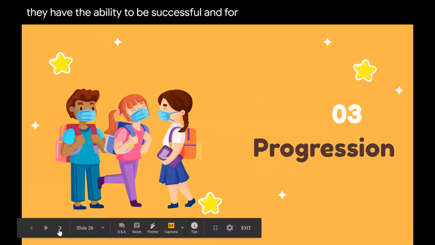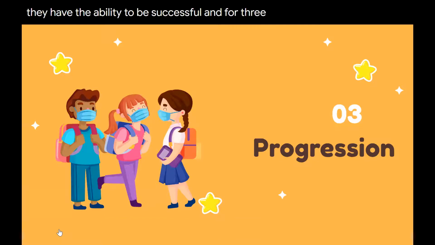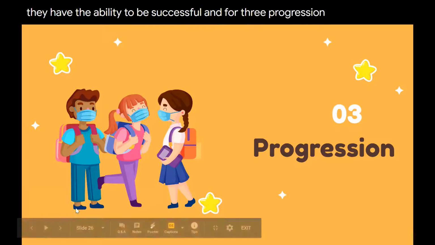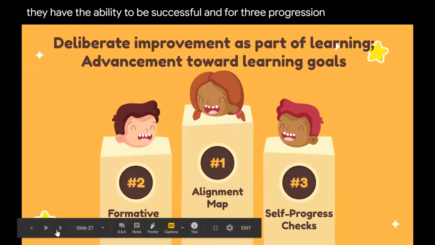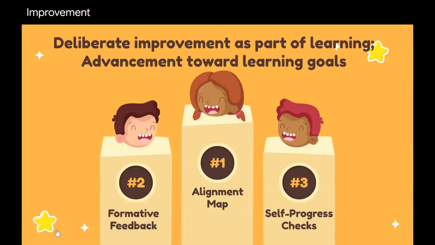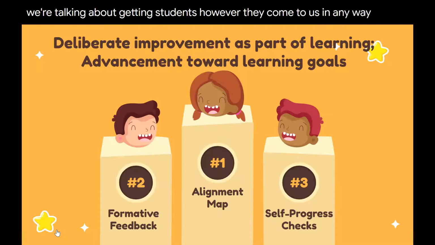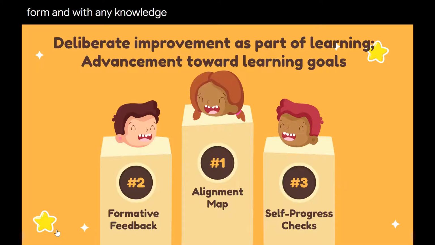And for 3, progression. Deliberate improvement as part of learning, an advancement toward learning goals. So we're talking about getting students, however they come to us, in any way, shape, form, and with any knowledge, and we want them all to be at the exit at the same time with the same amount of knowledge. And that means that we have to figure out how best to move them through that path.